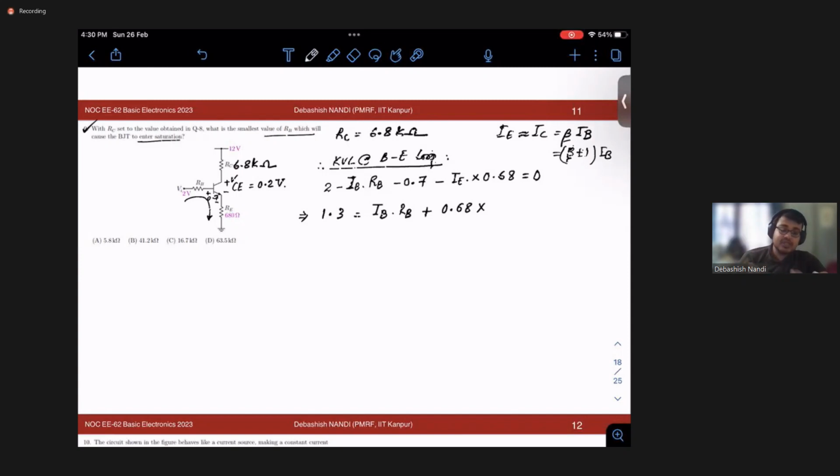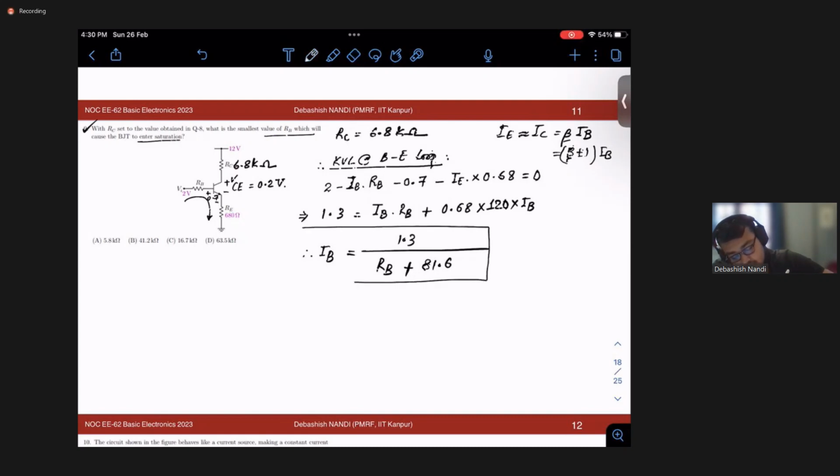To be precise we could do that, or we can just simply take 120, it doesn't matter actually. IB into, that's all, 0.68 we have taken earlier. So your IB remains 1.3 divided by RB. RB is unknown, right? RB we need to find out. Now 0.68 into 120 becomes 81.6. Okay, so here we find out IB.